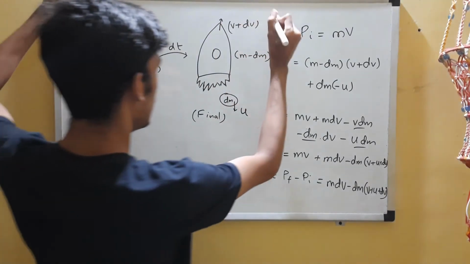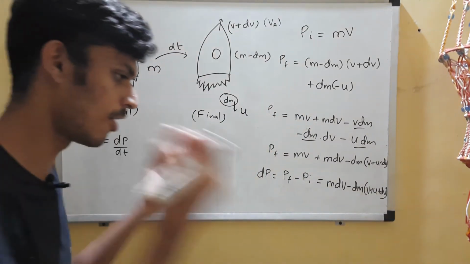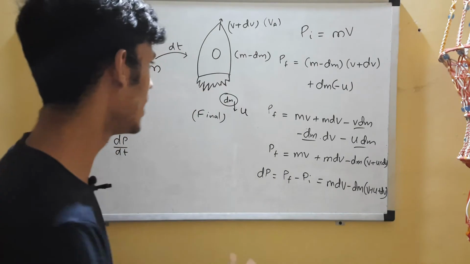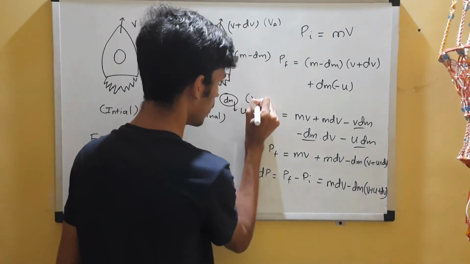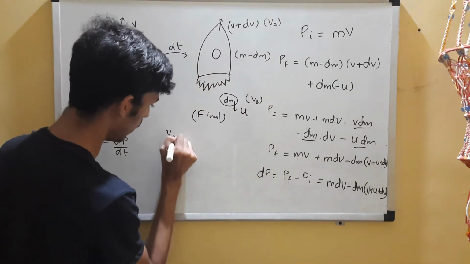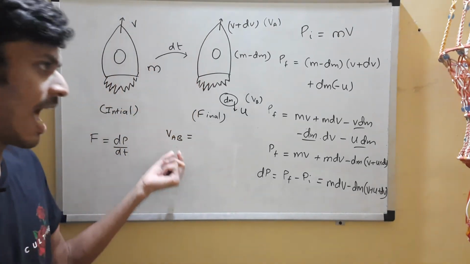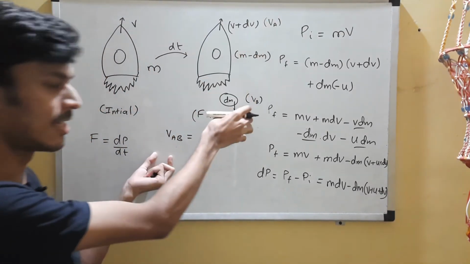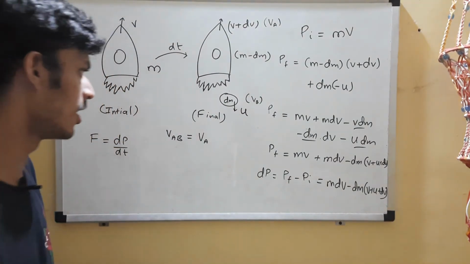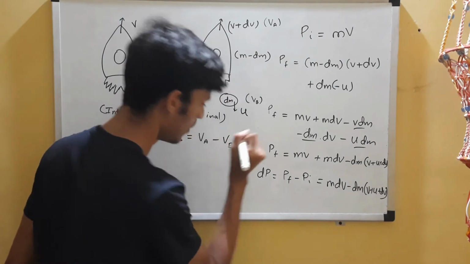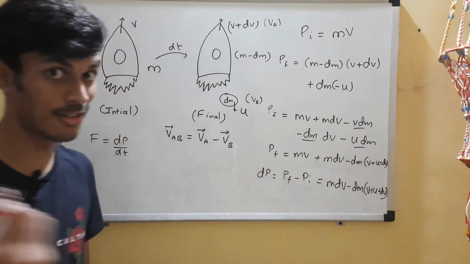Don't believe me? Let's consider this velocity as va. The velocity v plus dv, the velocity of the rocket in the final state, is va, and the velocity of the fuel in this final state is vb. Tell me what is vab. For those who don't know, vab is the velocity of A as seen by B, the velocity of the rocket as seen by your fuel. It has a simple formula which just says vab equals va minus vb. Of course you have to substitute it vectorially. Velocity is a vector, guys.